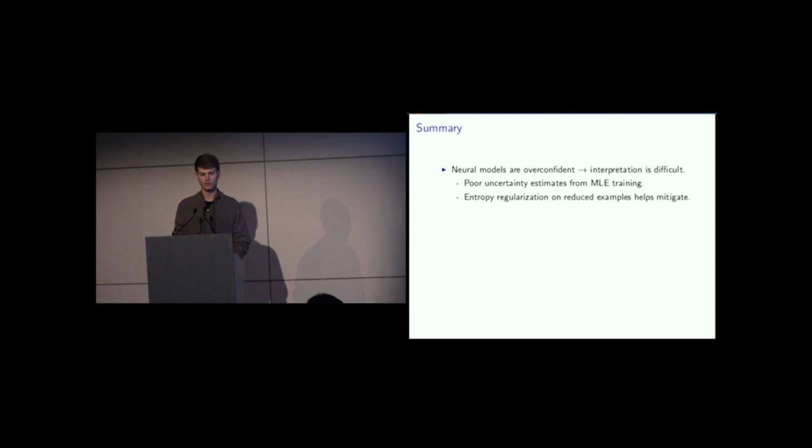We saw entropy regularization can help mitigate this problem by maximizing the output distribution's entropy on the reduced examples. We also saw interpretations make this gradient-based approximation. So it's assuming your model is sort of linear, as if it's a bag of words. And this neglects the higher order terms that are in your model. So future work can perhaps integrate the Hessian into your model or other higher order terms.